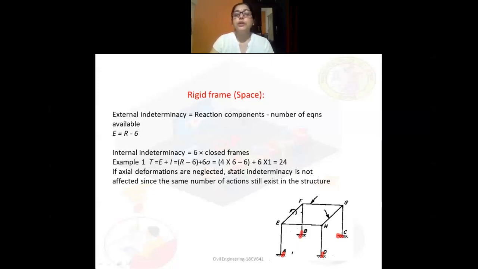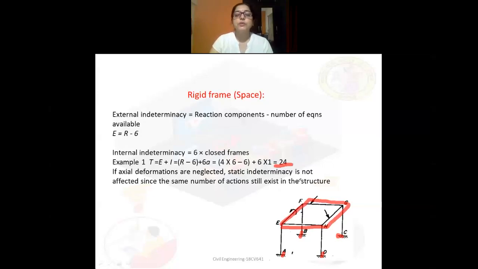So hence what you have to write, instead of 4 into 3, you have to write 4 into 6, because it is a space frame. So 4 into 6 minus equations available is 6. So 4 into 6 minus 6 plus closed frame. Downward it is not closed, but whereas EFGH you can notice is a closed frame, hence it is 6 into 1. So what is the answer we are going to get? We are going to get 24.